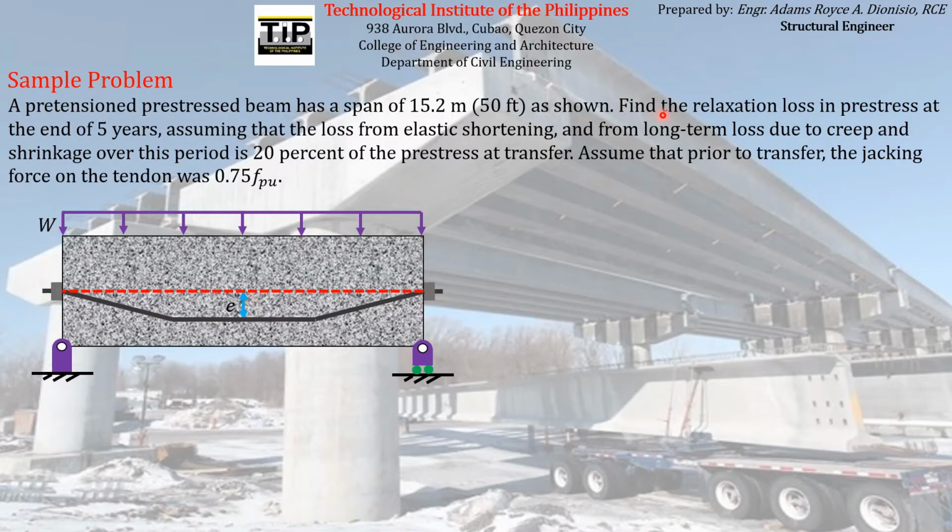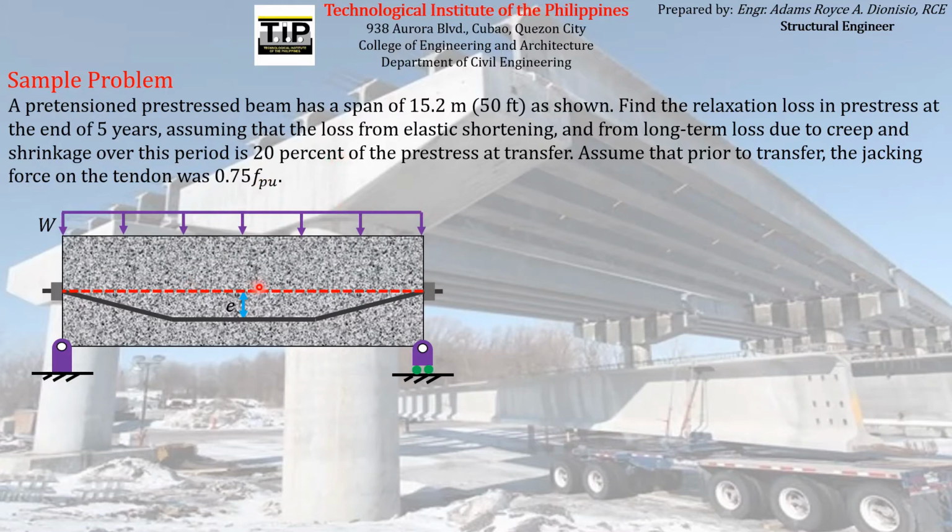So the question asks to find the relaxation loss in pre-stress at the end of 5 years, assuming that the loss from elastic shortening and from long-term loss due to creep and shrinkage over this period is 20% of the pre-stress at transfer. Assume that prior to transfer, the jacking force on the tendon was 0.75 FPU.